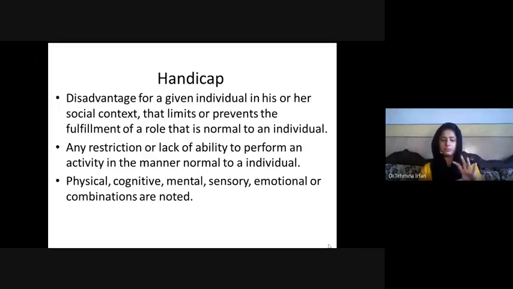Then sensory: I touch a hot pan. I know that it is hot, so I just put my hand back. But what if someone has a sensory disability, or is handicapped by sensory abilities? He will not judge whether the pan is hot or cold. Maybe he will not put his hand back because he has no sense that the pan is hot. Then emotional, and combinations are noted. Maybe physical or cognitive present in combination, sensory or physical present in combination, or any other form. So let's move to the next slide.